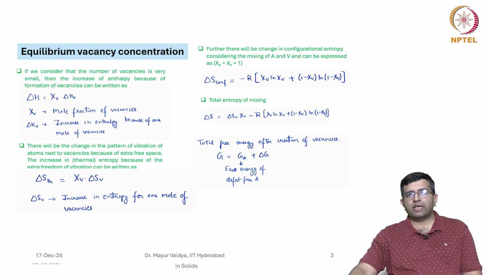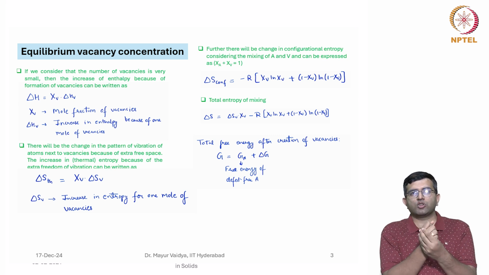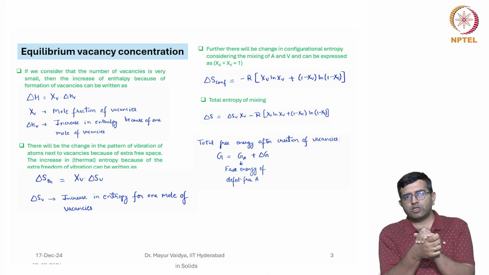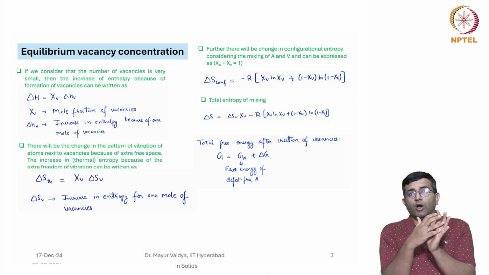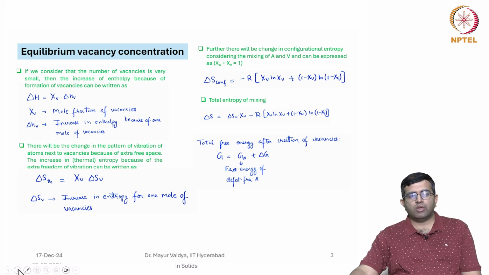Now, as we said in the previous slide, we will consider A and V as a binary solid solution of A and B. So, whenever a binary solid solution is forming, there is an increase in the configurational entropy of the system. The configurational entropy part can be written as delta S configuration equal to minus R times x v ln x v plus 1 minus x v into ln 1 minus x v. So, the total entropy of mixing will be delta S v into x v minus R times x v ln x v plus 1 minus x v ln 1 minus x v.